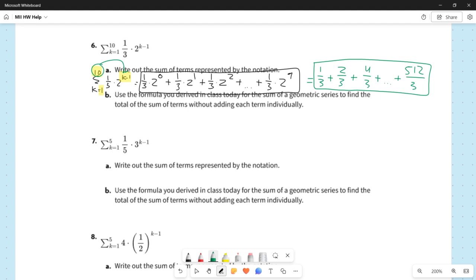Now, part B. Again, I'll read the directions. It says, use the formula you derived in class today for the sum of a geometric series to find the total of the sum of terms without adding each term individually. So at this point, if you wanted to, you could bust out your calculator and just add up all of these things. However, sometimes in math, we like to be a little lazy. We have our formula.